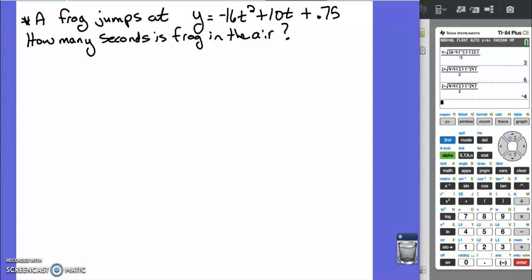And then going back to one illustration, a frog jumps at this motion. And remember us doing the vertical motion problems that we've done before. I want to know how long was the frog in the air for. And again, you can use this with a rocket or a kangaroo or a rabbit or a person. How long are they actually in the air for? Using the quadratic formula. So if you notice that the A in this case is negative 16, the B is 10, and the C is 0.75.